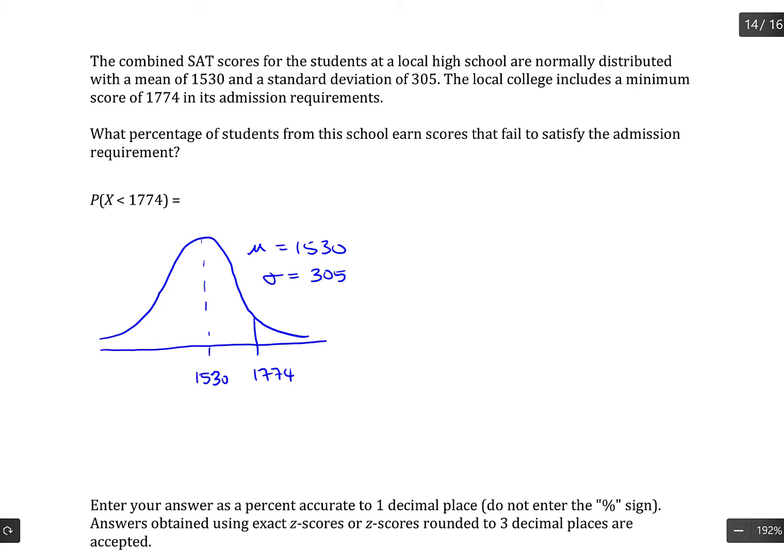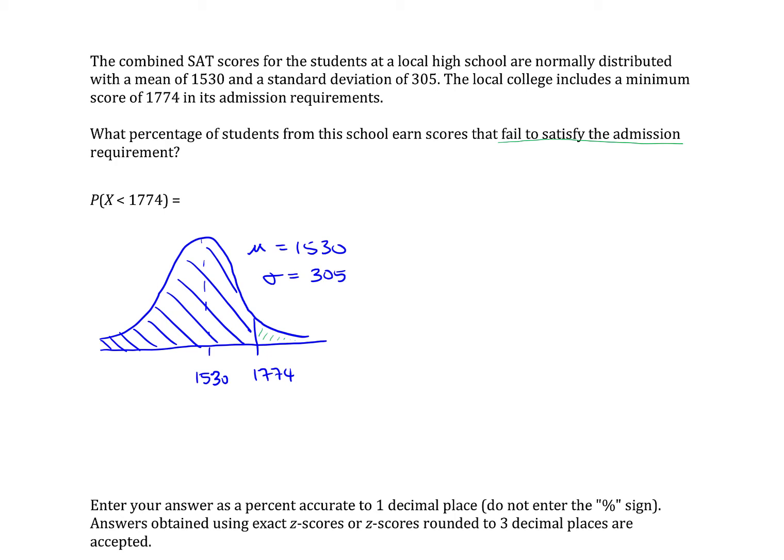1774. So anyone to the right of that group is going to get accepted, but the question here is asking what percentage of students fail to satisfy the admission requirement. So we actually want to shade to the left because these are the students that didn't meet that requirement.